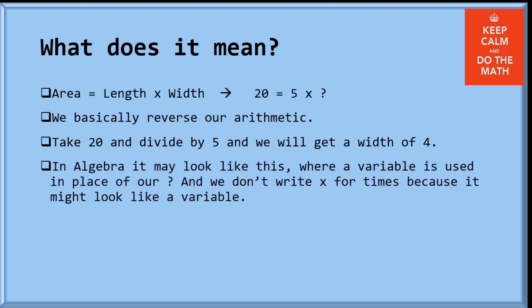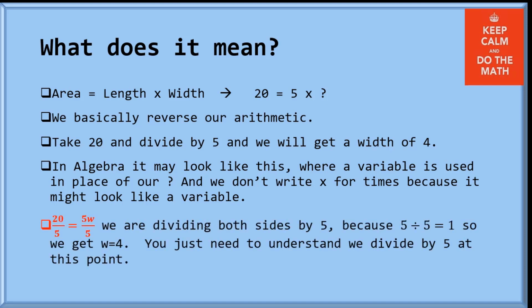Now, in algebra, it may look like this, where a variable is used in place of our question mark. We don't write x for times because it might look like a variable. So here I've written out our formula of 20 equals 5w, which is 5 times our width. And I'm still going to do the same process. I'm dividing both sides by 5. You'll notice that the 5 divided by 5 on the first side equals 1, so we get the right side to equal w, which is our width, and 20 divided by 5 is equal to 4. So the main thing to understand is that we divide by 5 at this point.